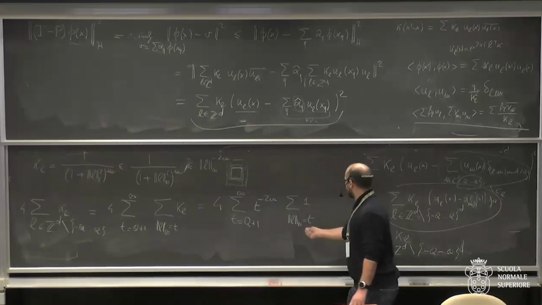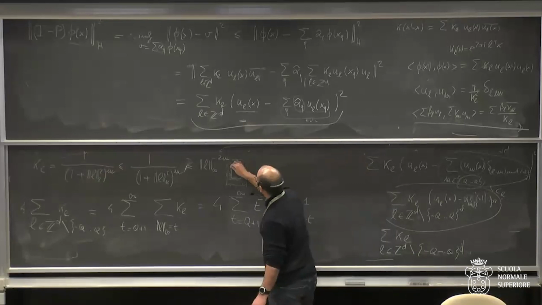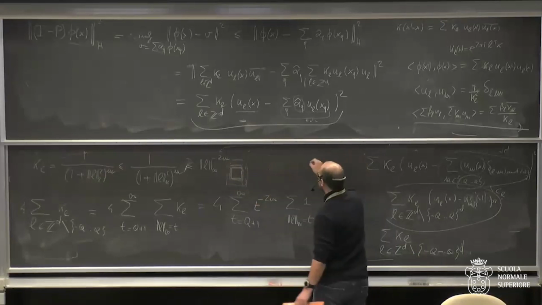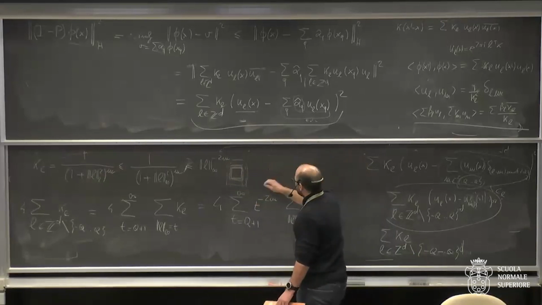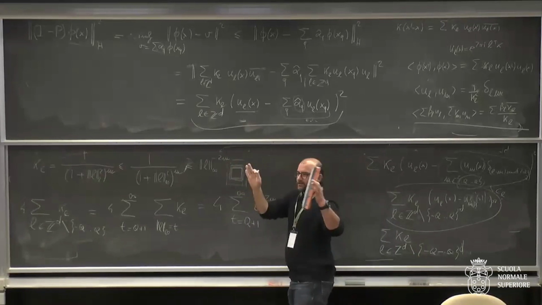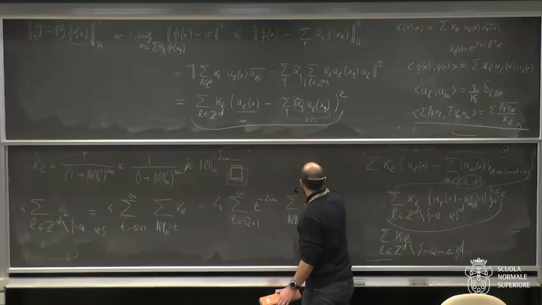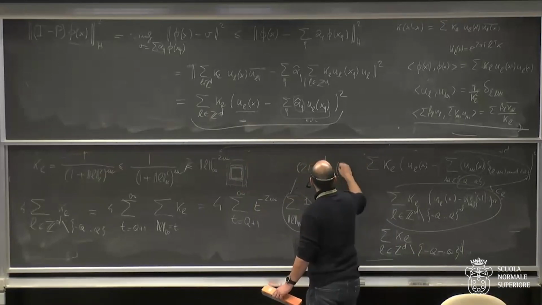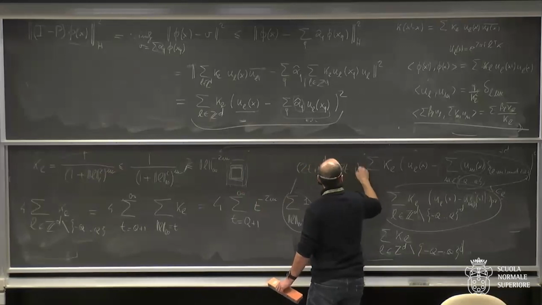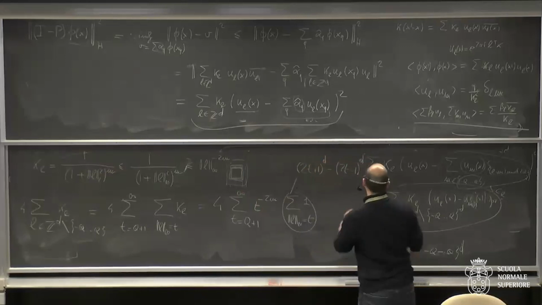Okay, so now we have to compute how many points we have in the shell, and this is what? So we take the external cube minus the internal cube. So this one is equal to (2T plus 1) to the D minus (2T minus 1) to the D. Okay.